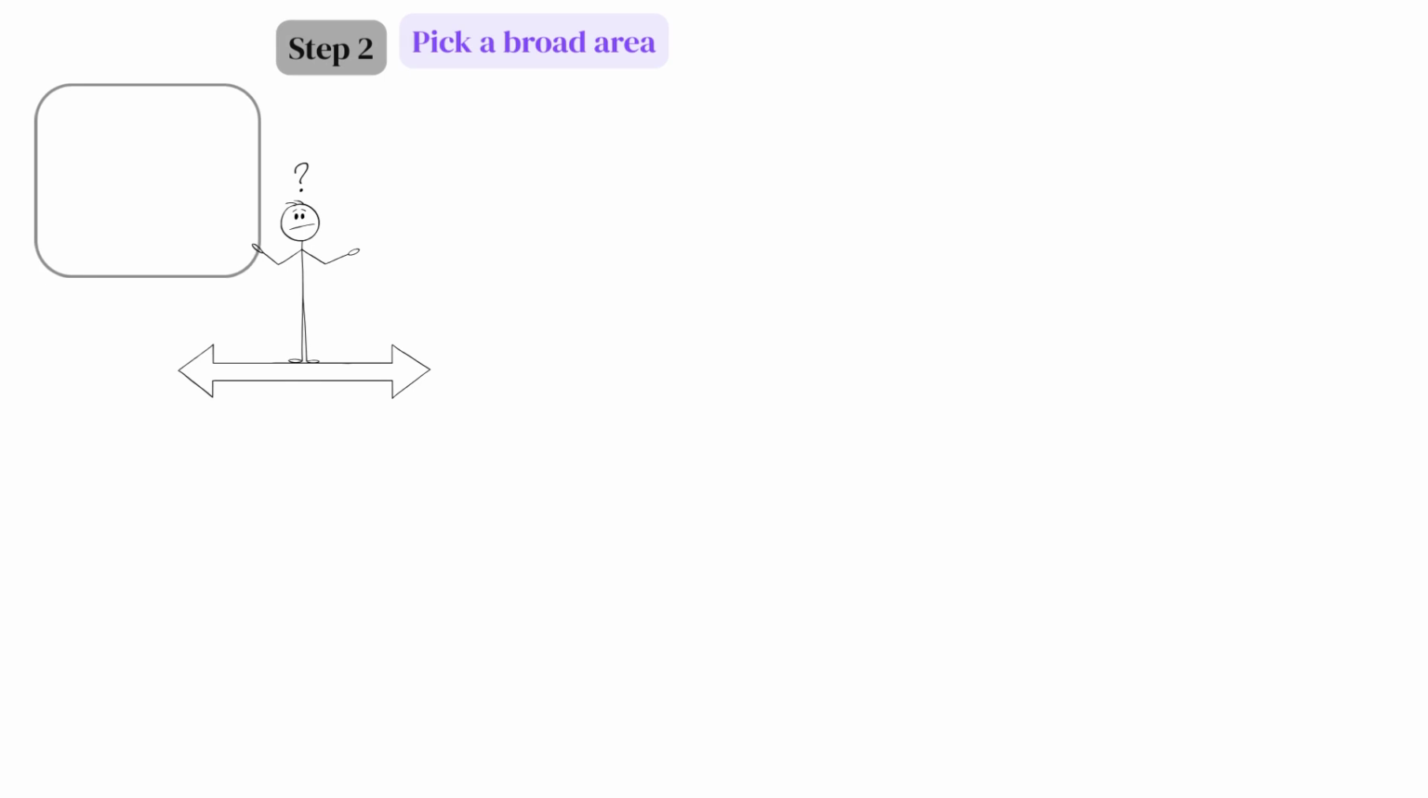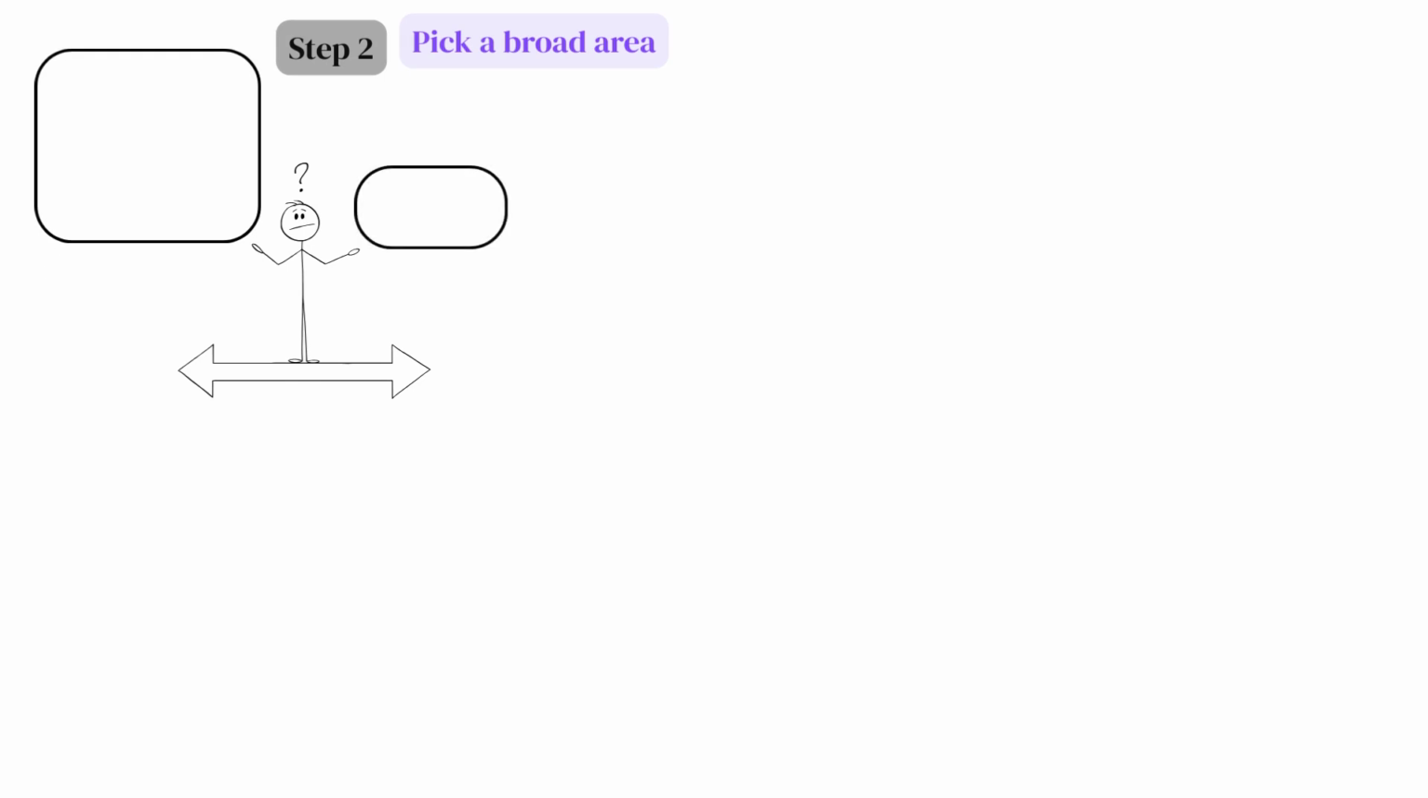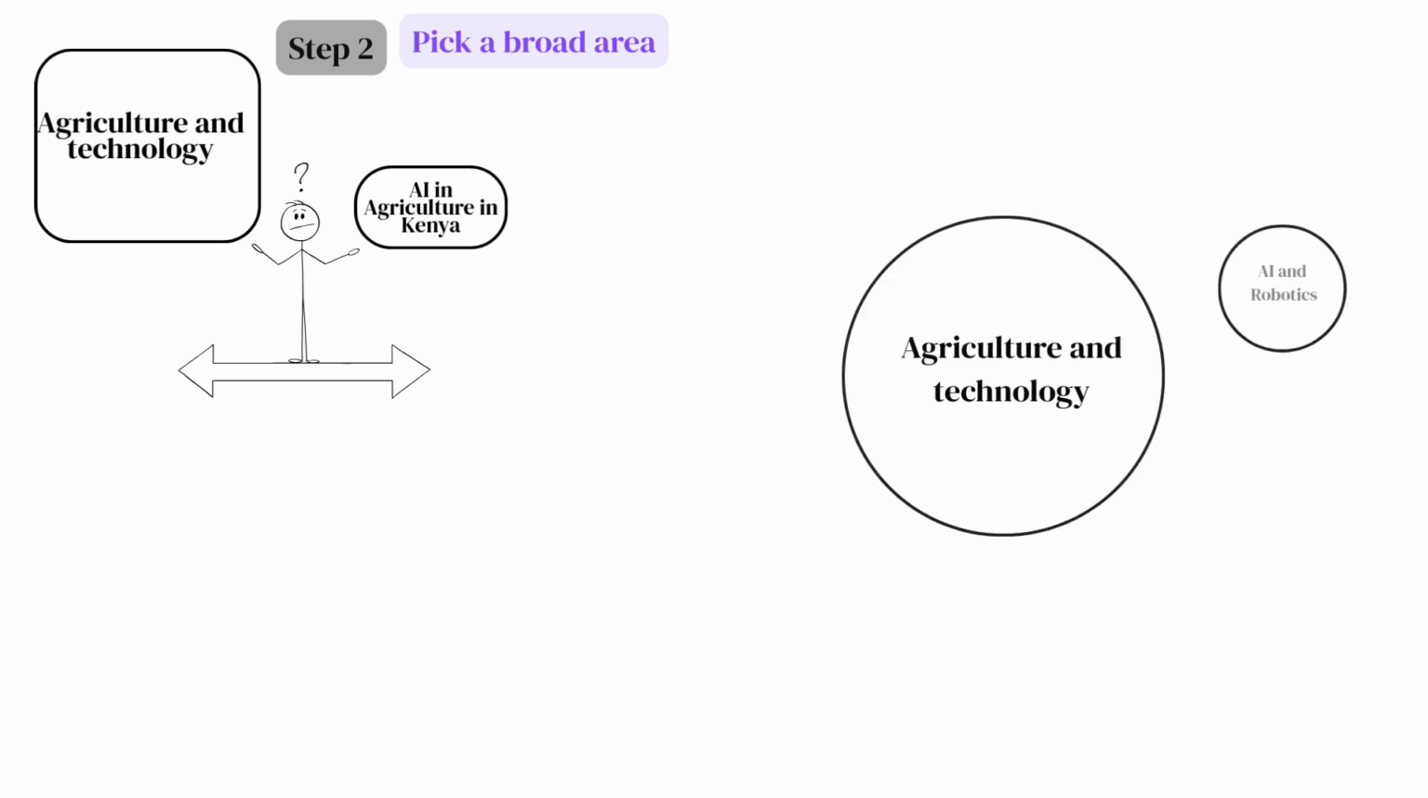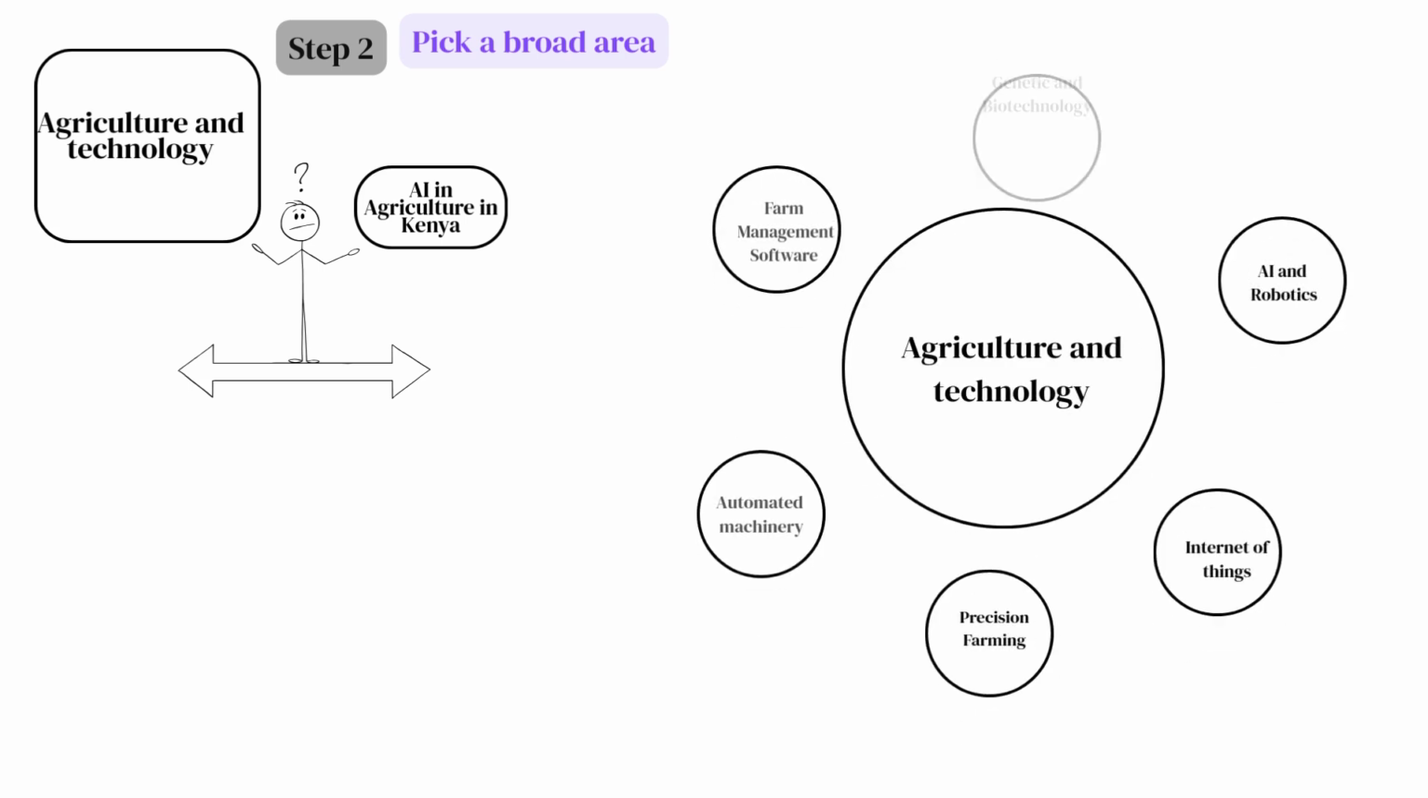Next, choose a broad area that interests you. Don't try to be too specific right away. For example, instead of saying, the impact of AI on rural farmers in Kenya, start with something like, technology and agriculture. Starting broad allows you to explore options, then narrow down later when you've read more.